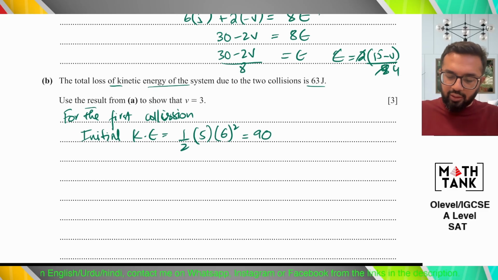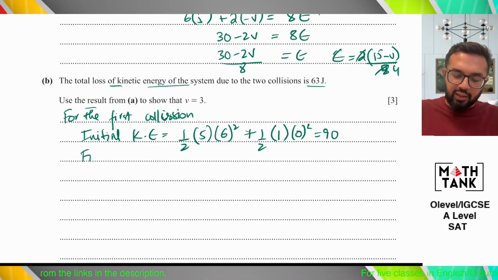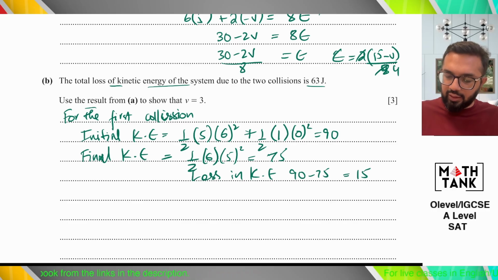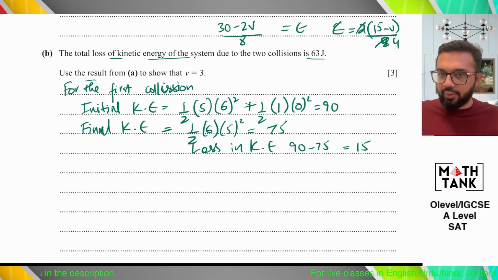Okay, there was no initial KE for the other one, so it was half 1 into 0 square, so that's 0. Okay, the final KE after the first collision is half, this 6 as the combined weight, but the speed has reduced, so 90, and this turns out to be 625 divided by 5. The loss in KE recorded was 90 minus 75, which was 15. Okay, so that's 15 compensated loss.